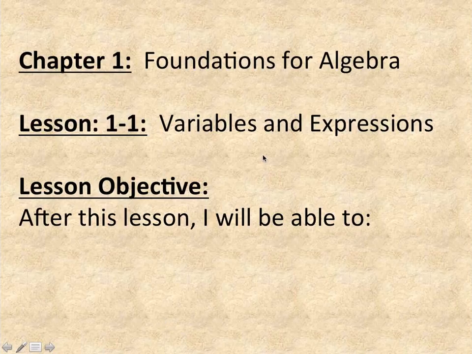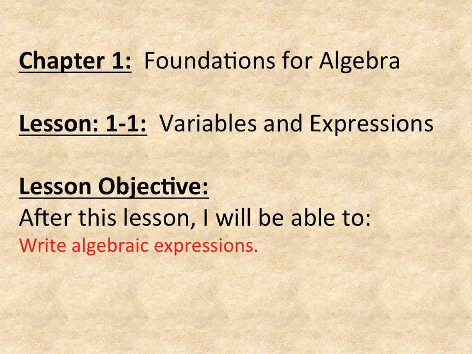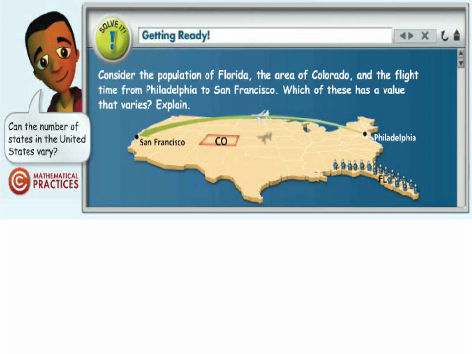Lesson 1.1 talks about variables and expressions. Objective for today: after this lesson I will be able to write algebraic expressions. So in order to be able to write them, we better find out what they are. So we got a little warm-up activity here, and then we'll get into some definitions.